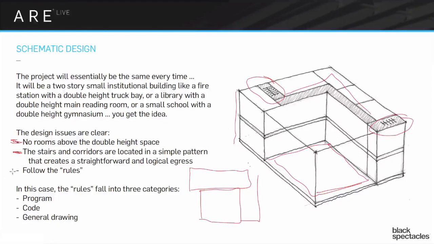And then, as I said, you're going to follow the rules. And so the rules really are just the code and all the list of information that comes from the program. There's going to be lots of little things like this room gets a window and that room gets a view and so on. So those are all the rules that you have to follow. That's all you're doing. There's really nothing else going on. You're making this little two-story building with this one big room, and then you're following the rules, making sure the circulation is logical and has a simple logical egress, and that you've respected that double height space. All of these rules that I was just mentioning are going to fall under the category of the program, the code, and then just how you're drawing them.